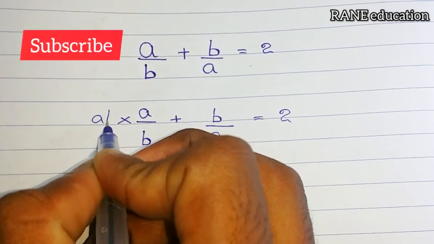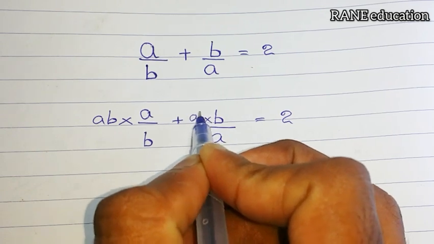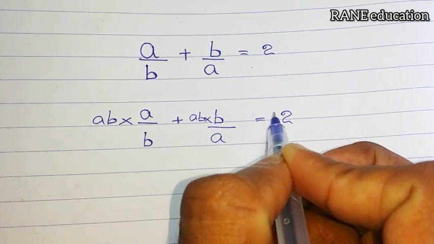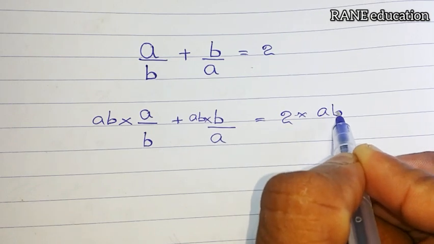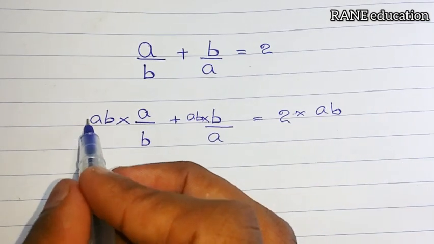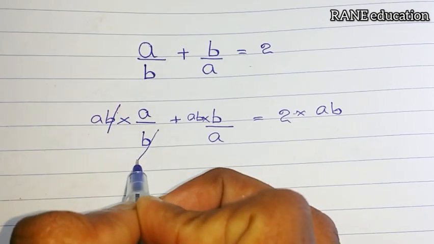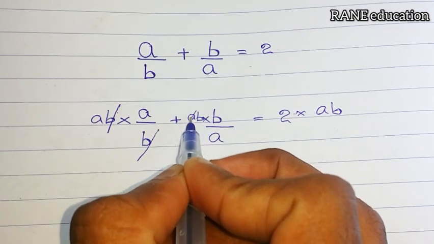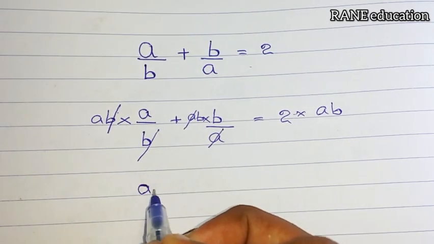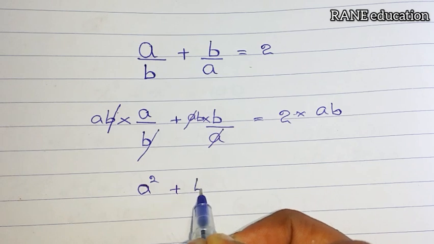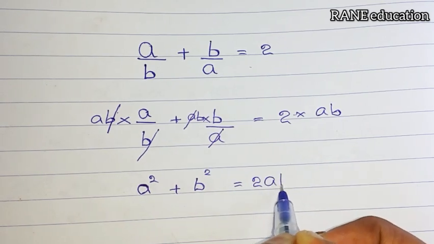We multiply a times b on each part for cancelling b and a. This is the advantage of ab, because b cancels b and a cancels a. Now we can write a squared plus b squared equals ab.